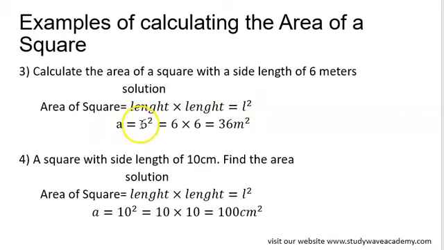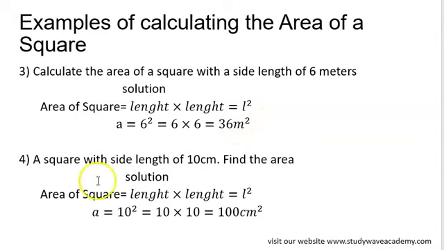Then we input our number into our formula. We have 6 as our number, right? So we say 6 raised to power 2 equals 6 times 6. You can either write it like this and multiply, or write it like this and multiply. When we input our number into our formula, we have 6 times 6, which will give us what? 36. If you multiply 6 times 6, it will give us 36. So our answer is 36 meters squared.